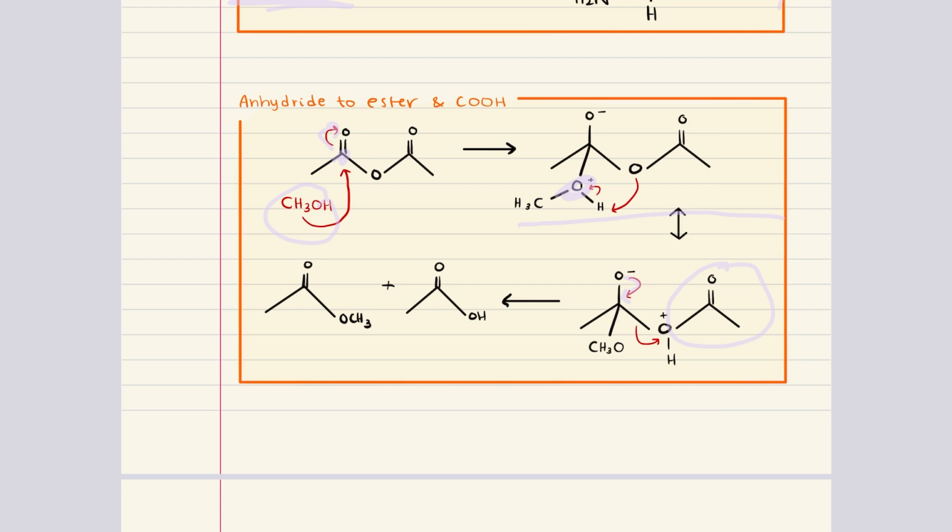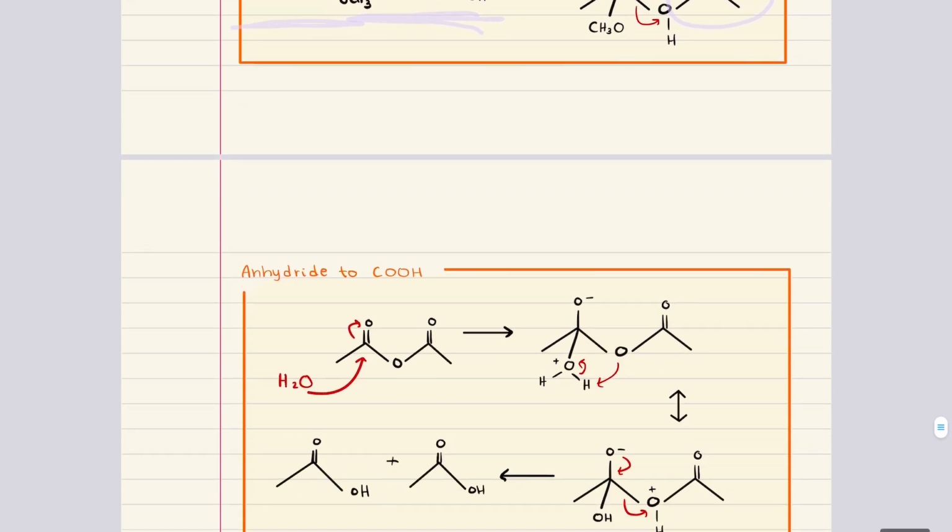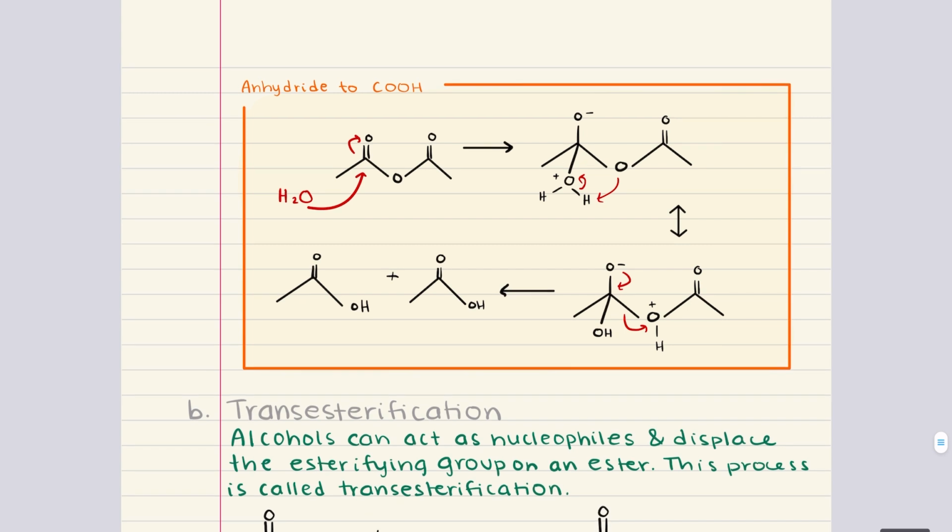The carboxylate anion can then abstract a proton from the positively charged oxygen group, and that regenerates a neutral molecule. So as a result, the products of this reaction are an ester and a carboxylic acid. Specifically, the ester is formed by the combination of the alcohol and one carbonyl unit from the anhydride. Finally, let's examine what happens when an anhydride reacts with water.